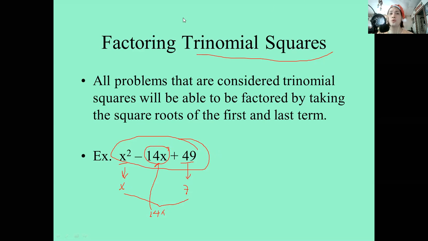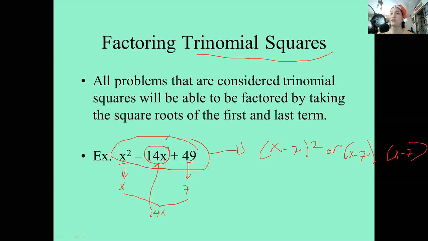A perfect square trinomial is a product of squaring a binomial. So this one can be written as x minus 7 squared, or shall I say x minus 7 times x minus 7. Again, a perfect square trinomial is a product of squaring a binomial.